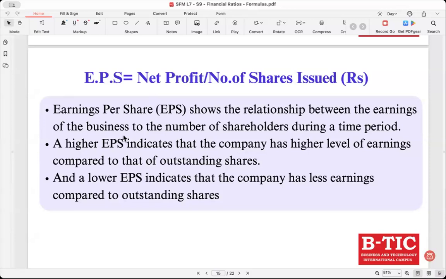Profitability per share. A higher EPS indicates that the company has a higher level of earnings compared to its outstanding shares. The more, the better it is, right? If the EPS is higher, it means that the company has strong earnings. It is a good sign. A lower EPS indicates that the company has less earnings compared to outstanding shares.